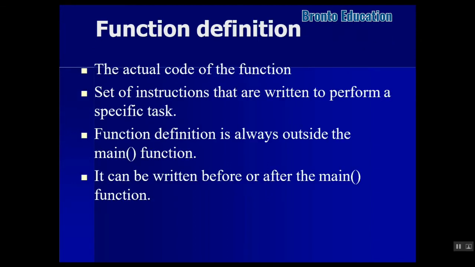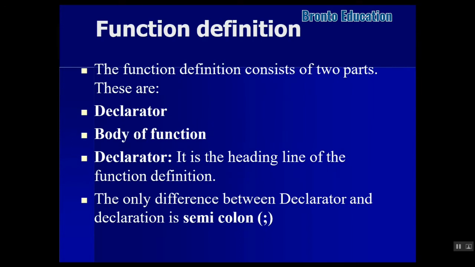So function definition: the actual code of the function, what your function will do. It is a set of instructions that are written to perform a specific task. This will perform a specific task. Function definition is always outside the main function. Of course, we are going to use it outside the main function, just the same as function declaration. It can be written before or after the main function. You can write it before the main function or after the main function, no matter.